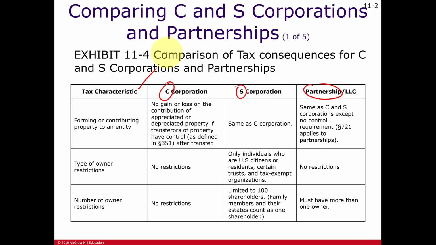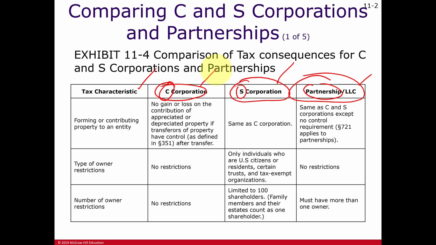The main ones I want to focus on here is that with an S-type corporation and a partnership or limited liability company treated as a partnership, the main advantage over the C-type corporation is the avoidance of double taxation. In other words, the S-type corporation and partnerships and limited liability companies are usually not subject to income tax. We may see some exceptions at the end of this chapter 11, but generally they don't pay income taxes. Whereas a C-type corporation is subject to income tax.